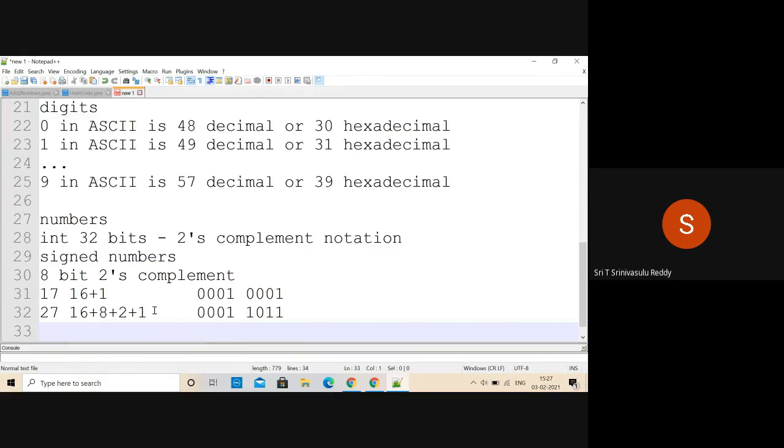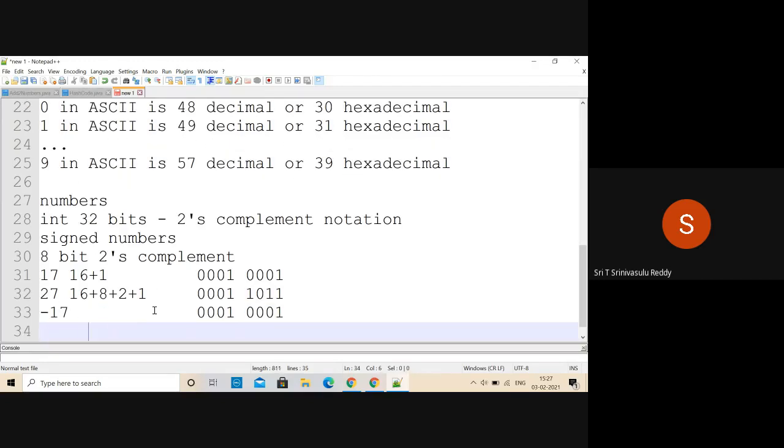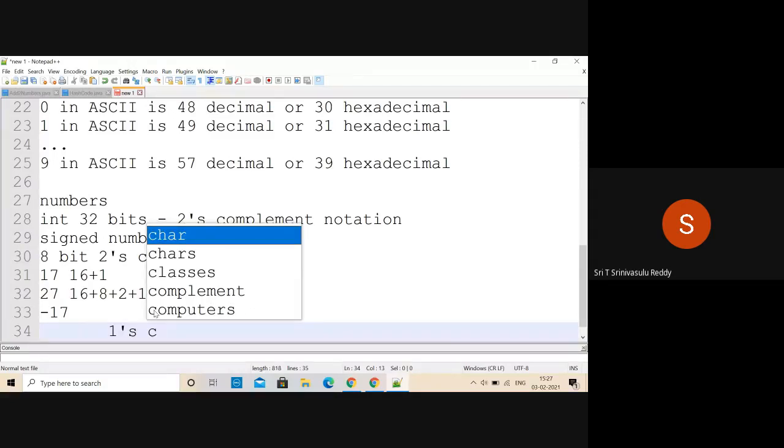Whereas you want to represent minus 17, let us say. Whenever it is a negative number, it is stored in two's complement notation. Two's complement notation means first you write the corresponding number as it is in binary form. Write down the number as it is in binary form. Plus 17 is this. Whereas minus 17 means take the first 1's complement form. Take the 1's complement form.